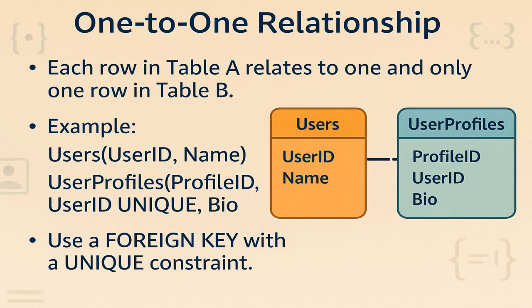How to convert this relationship using SQL? We can do this using two constraints. The first one is the foreign key. The second one is the unique. Later I will show you how we can write these statements and how we can identify this relationship, the one-to-one relationship.